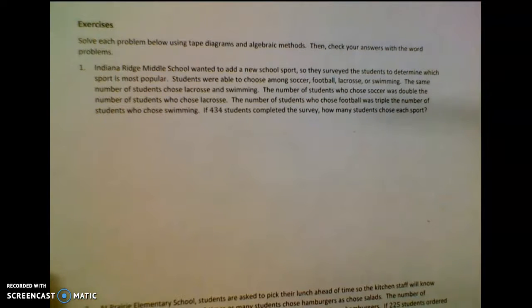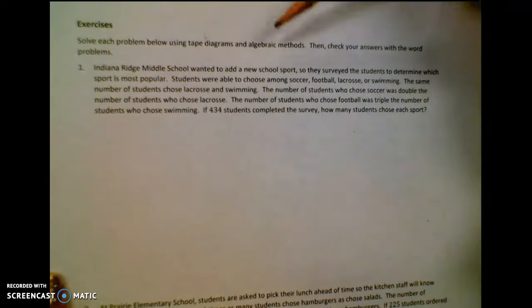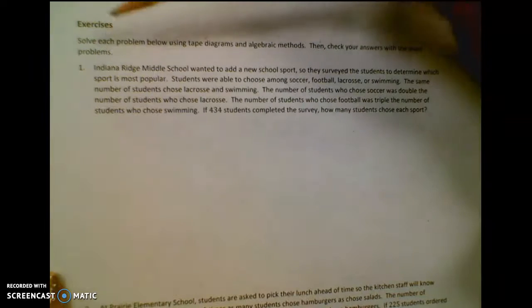If you're doing it along with me, read the directions: solve each problem below using tape diagrams and algebraic methods, then check your answers with the word problems.